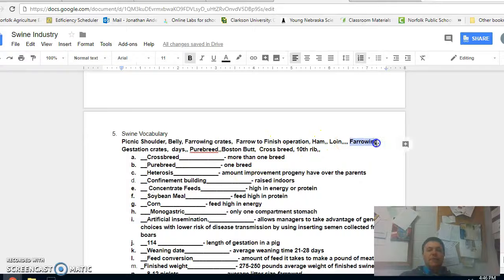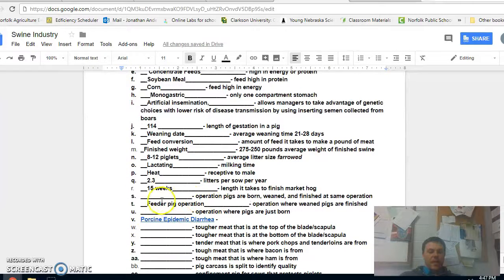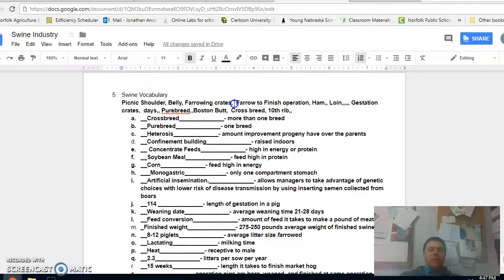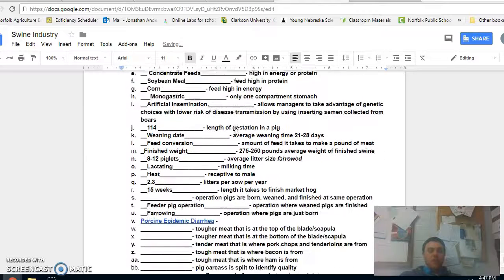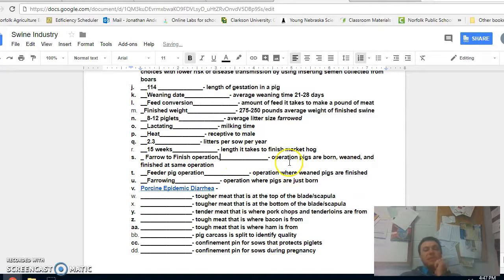If you just have an operation that is just the sows giving birth, you have what is called a farrowing operation. If you have all of them together, which is a lot of what our pig producers are now doing, they do everything farrow to finish, or some producers only do the specialized ones. But farrow to finish means that the pigs are born, weaned, and finished at the same operation.